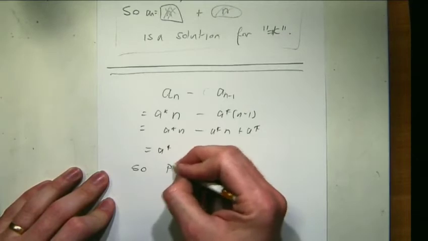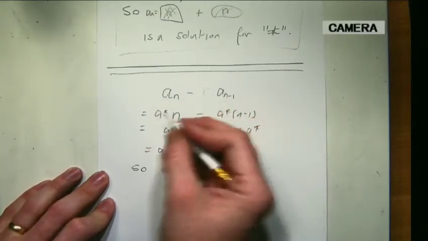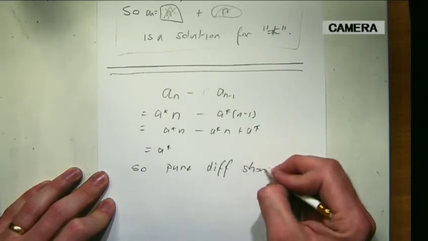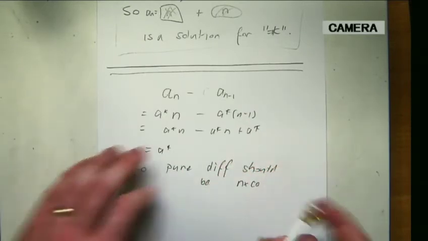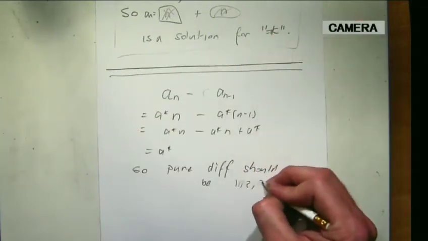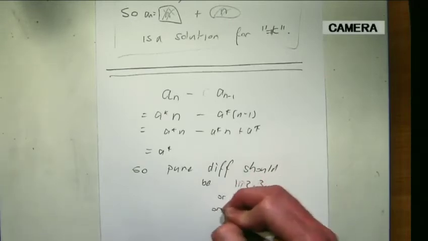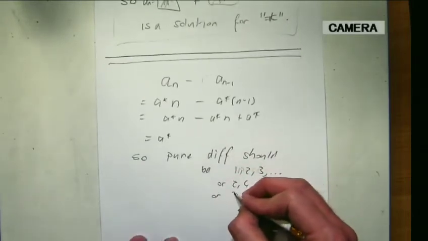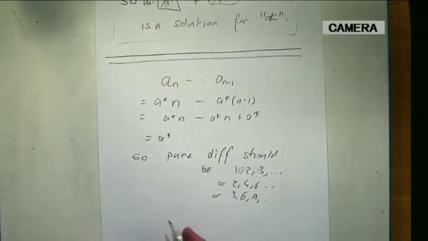So a pure difference, where there's no terms other than just a minus, should be n times a constant. Like it should be 1, 2, 3, or 2, 4, 6, or 3, 6, 9, that sort of thing. That's the idea. Okay.